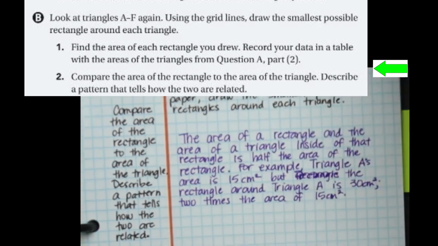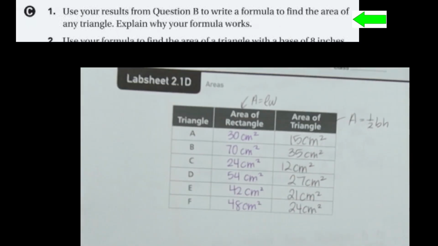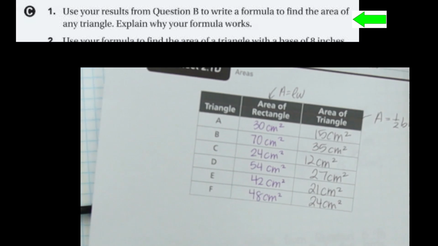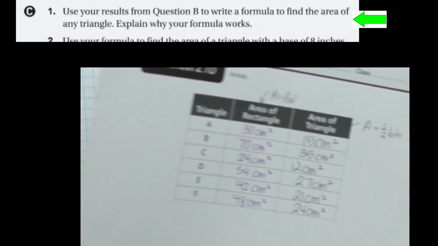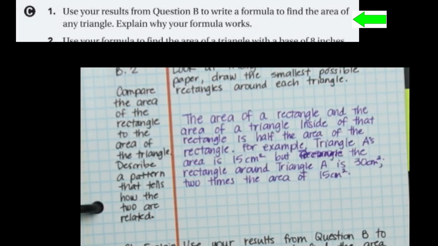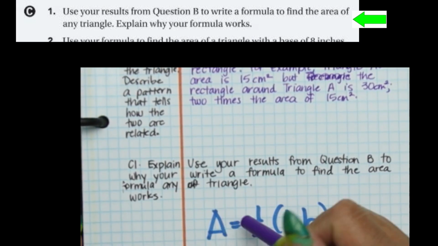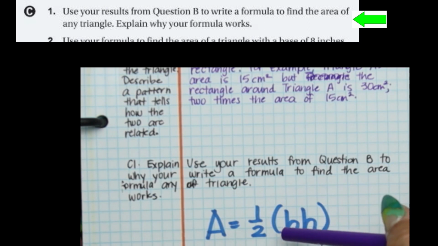Now for problem C1, use your results from question B to write a formula to find the area of any triangle. Explain why your formula works. Now this formula I gave you because we're really not in the classroom to have an in-depth discussion about how to find area. So I'm just giving you the formula that I grew up with. And that formula is A equals half of the base times height.